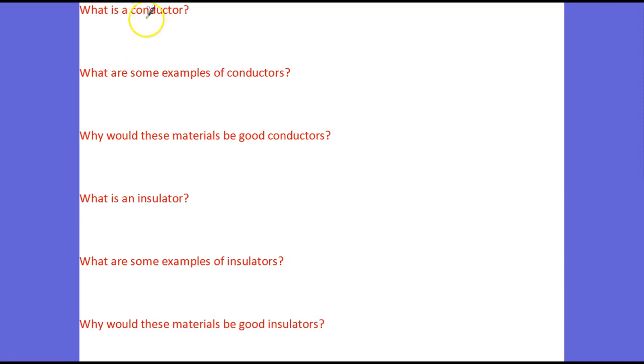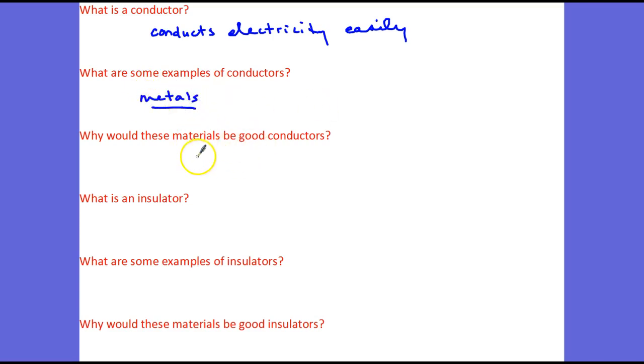A conductor is, well, kind of simple. A conductor conducts electricity easily or well. Charge moves easily through a conductor. Metals are typically good conductors. They are good conductors because they have loosely bound outer electrons.